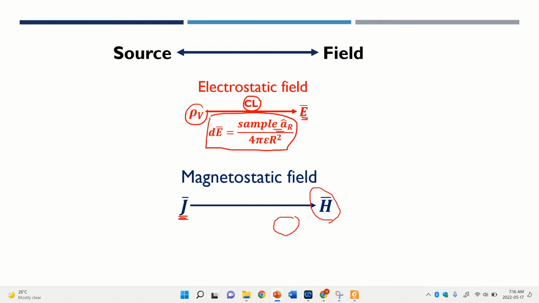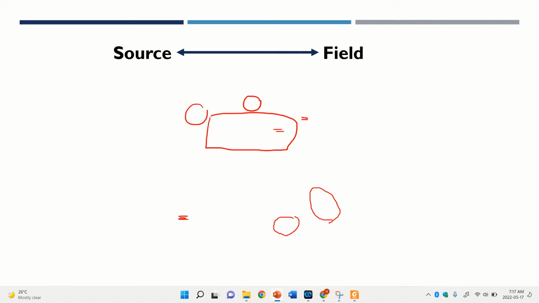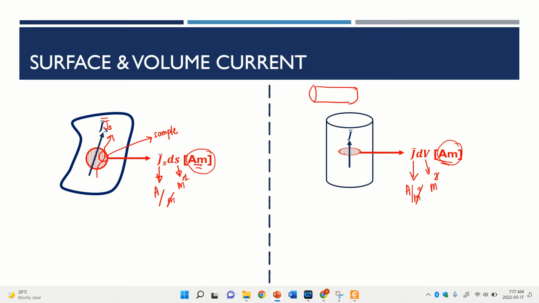If you want to determine your magnetic field with your source here, we will use Biot-Savart's law. Biot-Savart's law tells us dH, the differential magnetic field. Let's say that you have a magnetic field somewhere in this structure and you want to measure it from a small sample source.